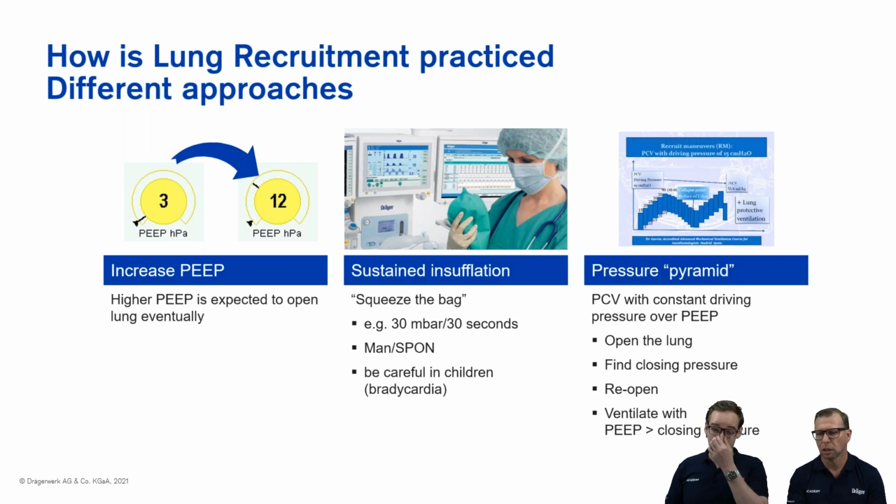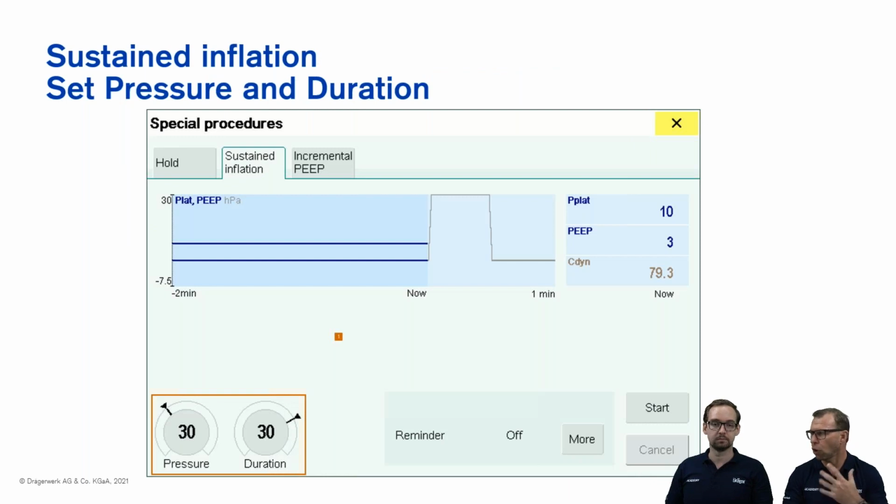So you just set your 30 for 30. You can actually do it within ManSpon, or you can do it from any one of the ventilation modes. And then, of course, the pressure pyramid is the gold standard. It's the preferred and the most recommended by clinicians who've looked into it. And the pressure pyramid, or the stepwise recruitment manoeuvre, which we'll go into a little bit, is possibly the most effective, because it helps find that individualized PEEP you're looking for.